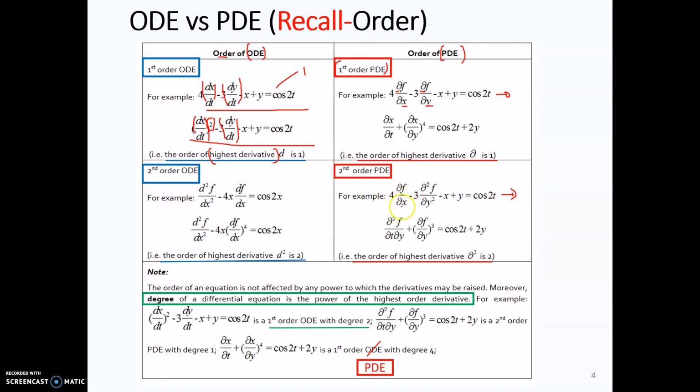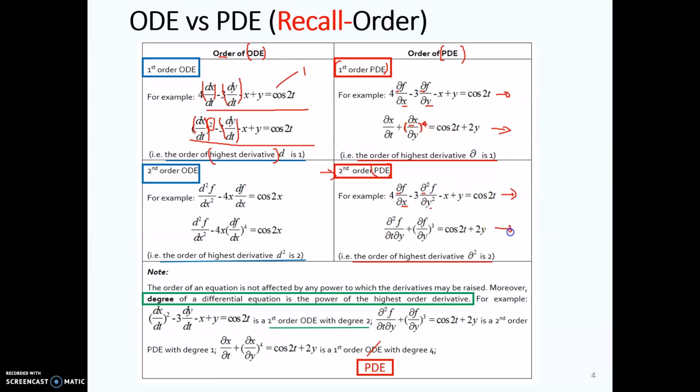Let's look at this example. So you have two independent variables, therefore this is PDE, and the highest derivative is 2. Therefore, this is a second order PDE. Let's look at this example. You need to be careful. The highest order is equal to 1 as well, identified from the derivative. So here you have power 4. This is not the order. This is the degree. So we call this a first order PDE with degree 4.